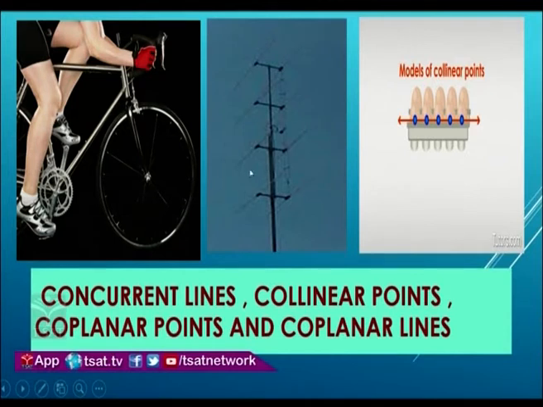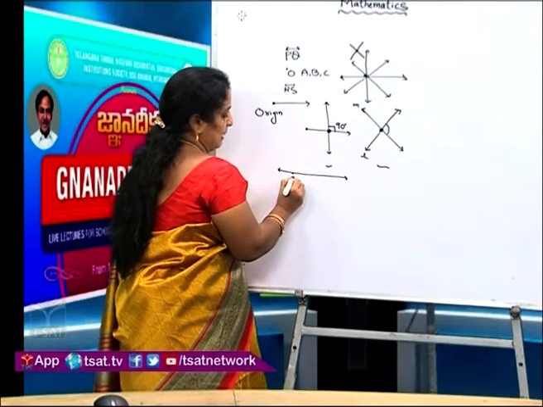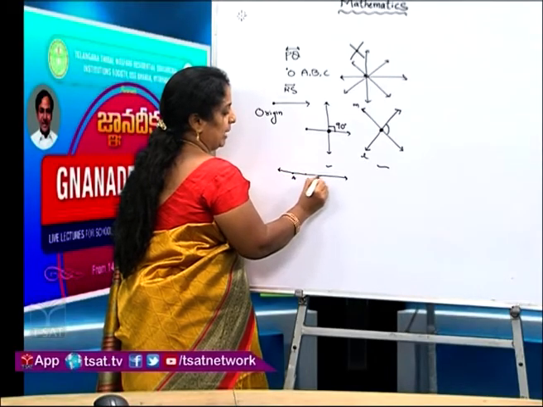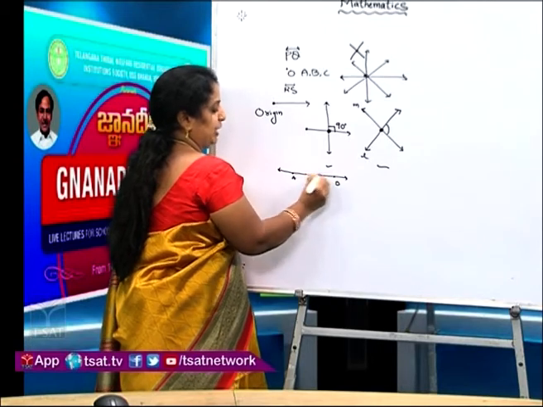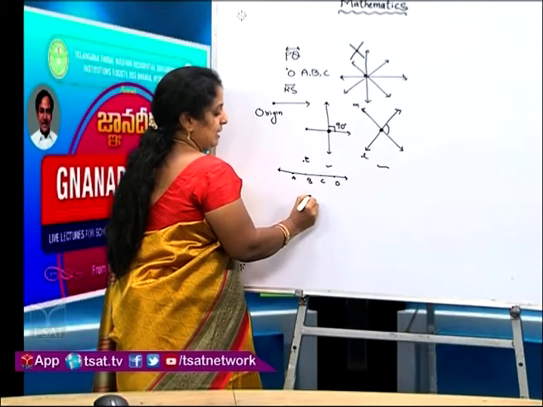See the next picture, the second picture. I took an electric pole where so many connections were given on one pole. It means they are nothing but collinear points. So generally, if two or more points lie on one line, I am taking point A, point B, point C, point D, E, F.